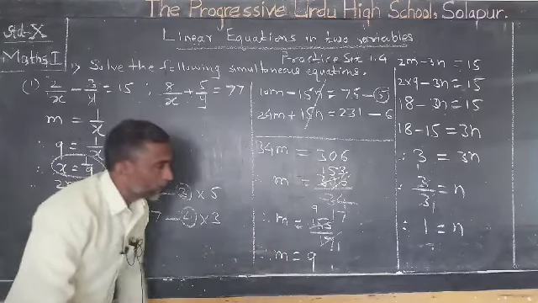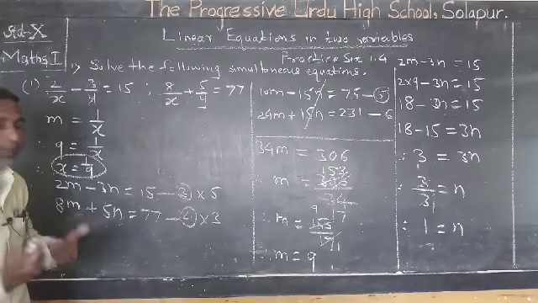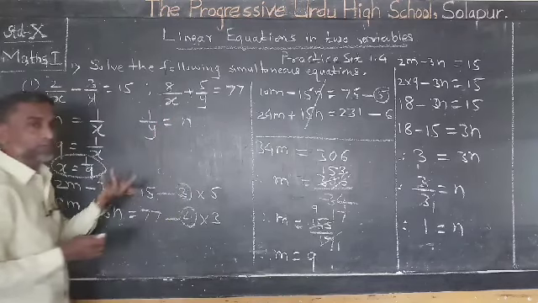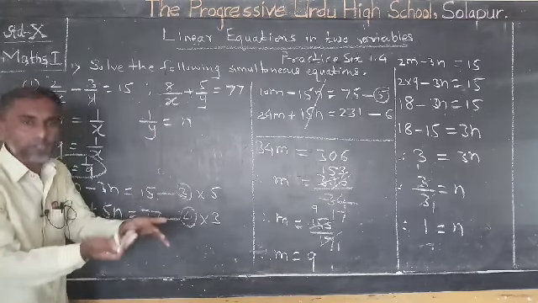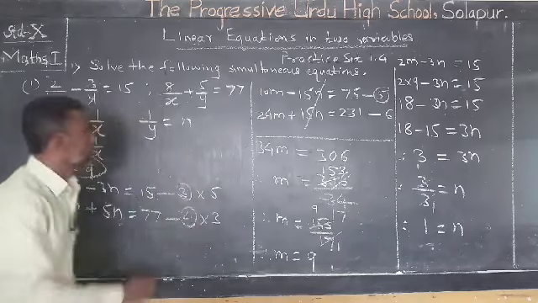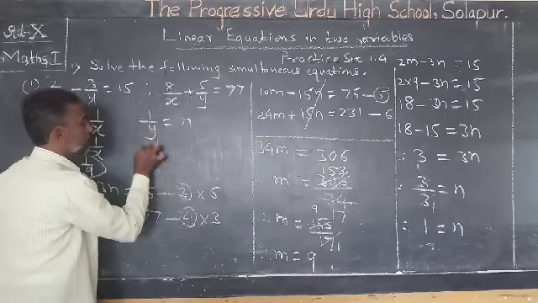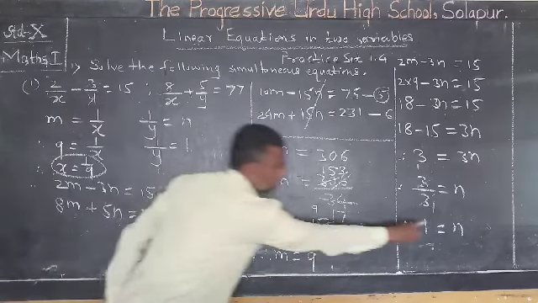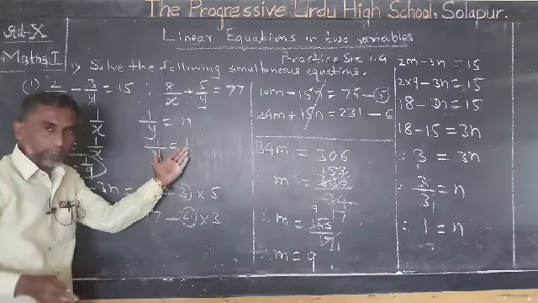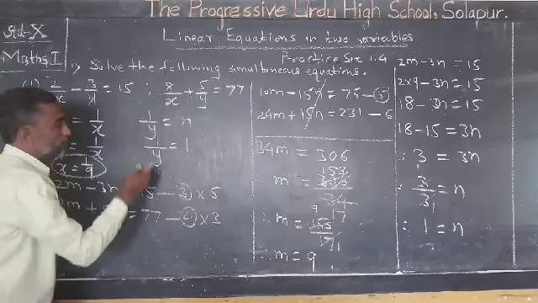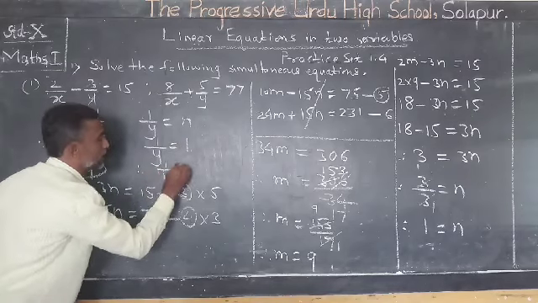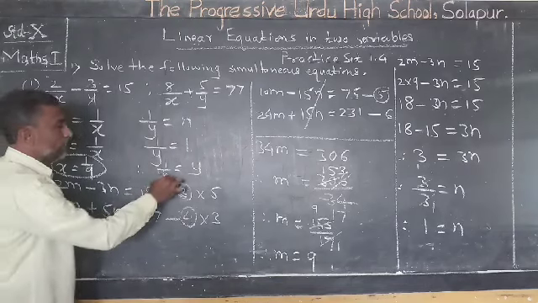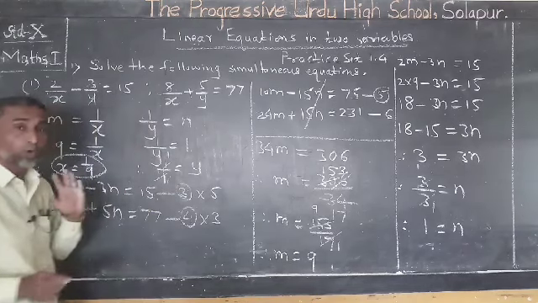Now, put the value of n. What is n? 1 upon y. 1 upon y means n. We are now resubstituting the value of n. Therefore, 1 upon y is equal to 1. Value of n is 1. So, we are resubstituting n is equal to 1. Take it to left hand side. Therefore, 1 upon 1 is equal to y. In this way, 1 ones are 1, 1 ones are 1. Therefore, y is equal to 1.